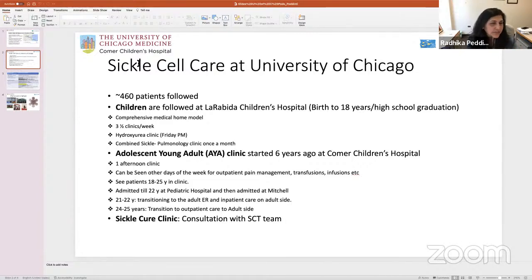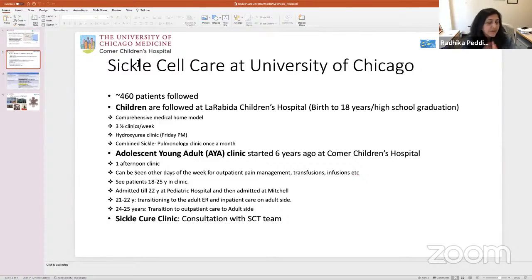So even though we have clinic only 1 day a week, there are other days of the week that we see these patients for outpatient pain management, if there are transfusion needs, or if they need other infusions like crizanlizumab, etc. They are seen in our infusion center/day treatment room, where patients are getting chemotherapy and all sorts of other things. And there are rooms earmarked for sickle cell as well.